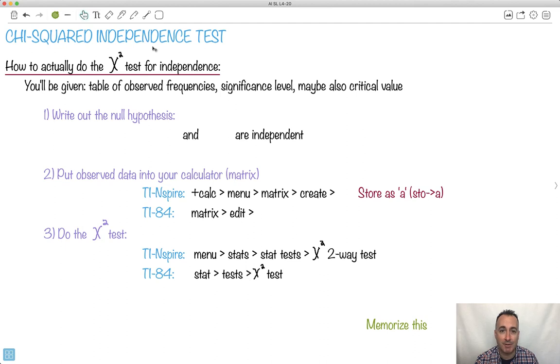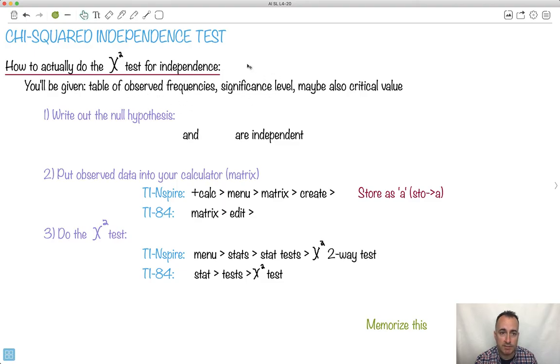Okay, it's time to put everything together and do the chi-squared independence test. In fact, I've tried to fit everything onto one page, so this will be super important. How do we actually do the chi-squared test for independence? Here's good news. You'll probably be given the table of observed frequencies.